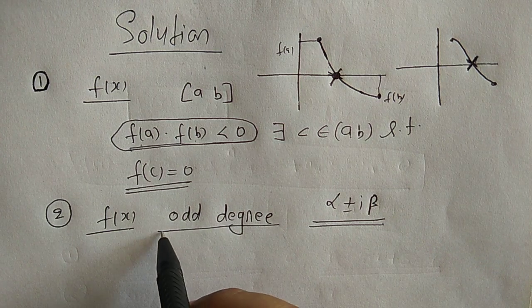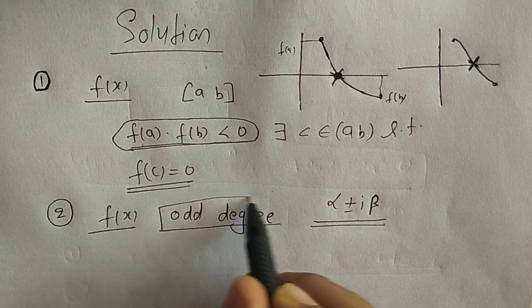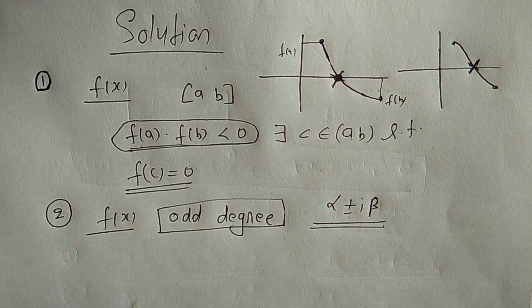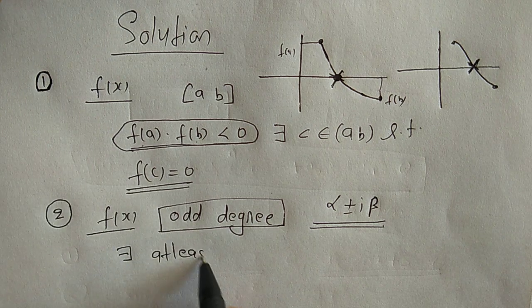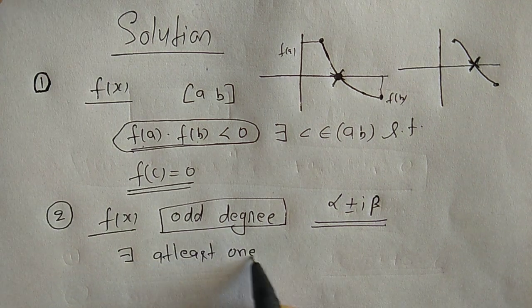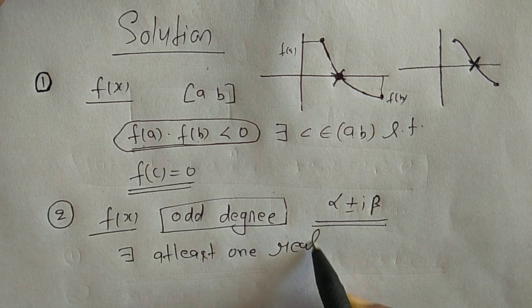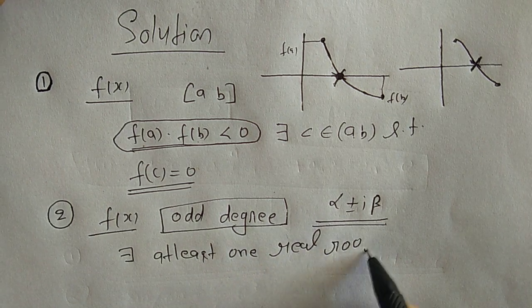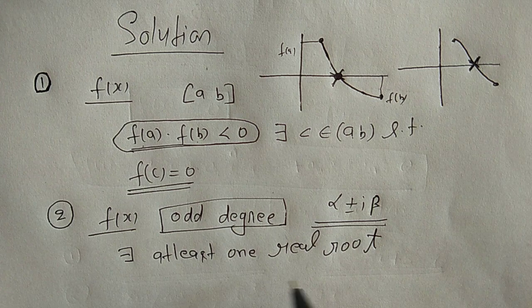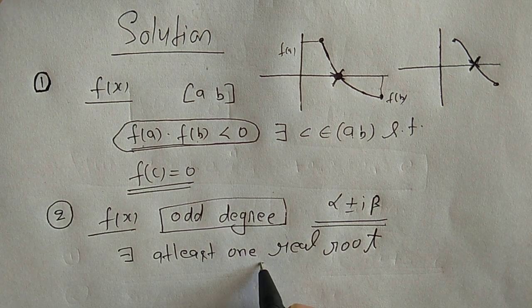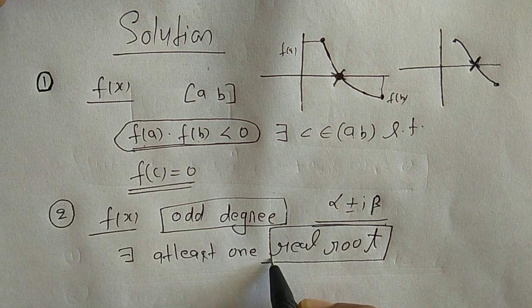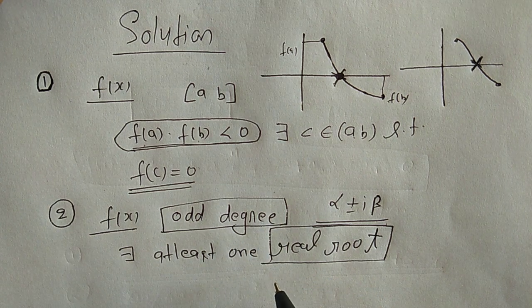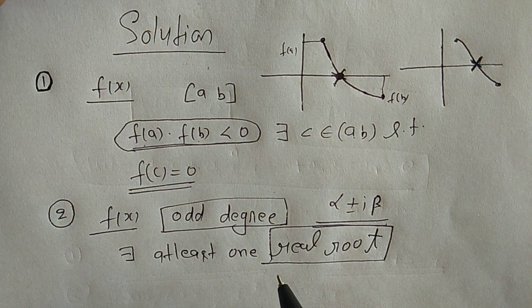So whenever this equation has odd degree, there exists at least one real root. And the sign of this root will be just opposite of the sign of the last term of the equation.